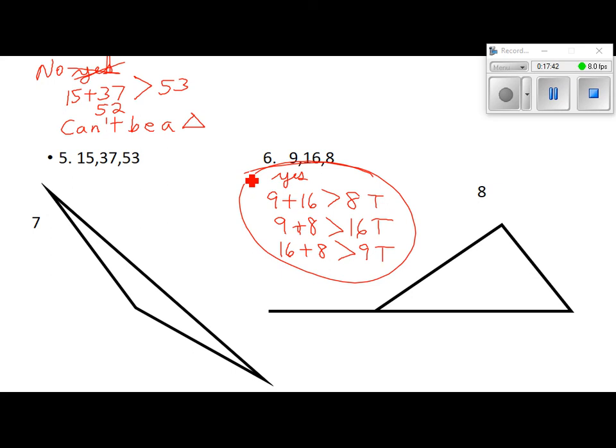Which one's easier to prove: that it is a triangle or that it's not a triangle? It's not. If it's not a triangle, all you've got to do is find that one case where it doesn't work and put that in there. If it is a triangle, you've got to show all 3 parts.